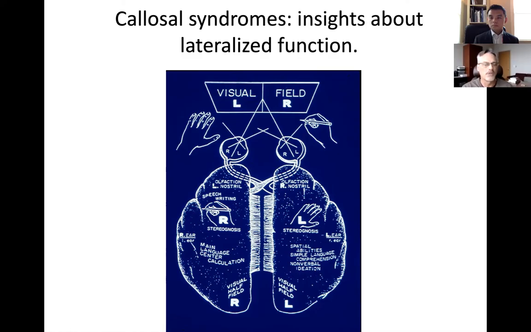A couple of the behavioral syndromes we're going to talk about in a little bit, like alexia without agraphia and apraxia, both involve a component of this failure of callosal transfer. So it's another important anatomical feature to keep in mind.